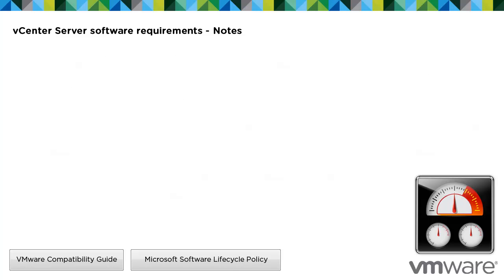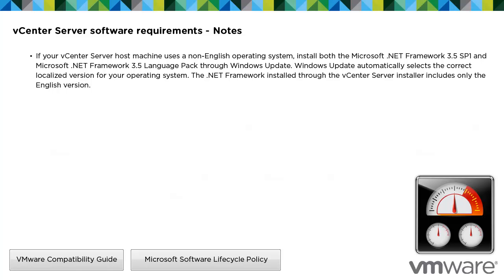Some additional notes on vCenter Server software requirements. If your vCenter Server host machine uses a non-English operating system, install both the Microsoft .NET Framework 3.5 SP1 and Microsoft .NET Framework 3.5 Language Pack through Windows Update. Windows Update automatically selects the correct localized version for your operating system. The .NET Framework installed through the vCenter Server installer includes only the English version.